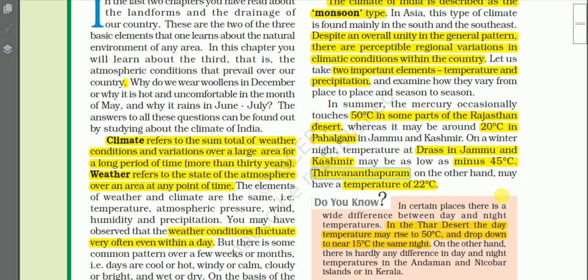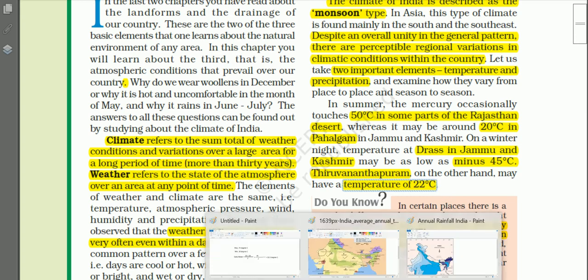Thiruvananthapuram, on the other hand, may have a temperature of 22 degrees Celsius on the same night. Thiruvananthapuram, the capital of Kerala, which is on the sea coast, records only 22 degrees Celsius in winter.